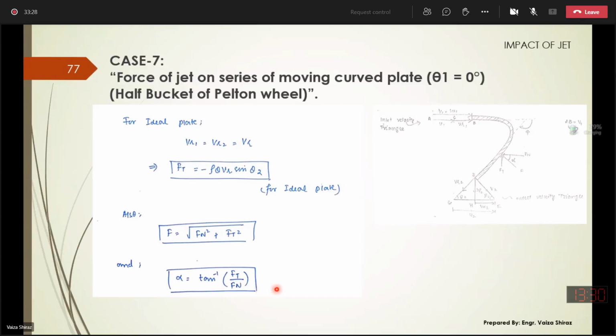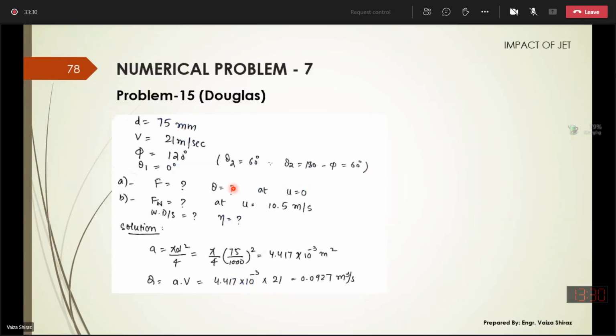So we will solve a numerical problem regarding this. This is the same problem 15 from your last case, case number 6. I have given you the first part of the problem, and I have told you that the second part is with reference to case number 7. It is the same problem, but today we will look at its second part. So in this case, your tear is moving with the velocity 10.5 meter per second.